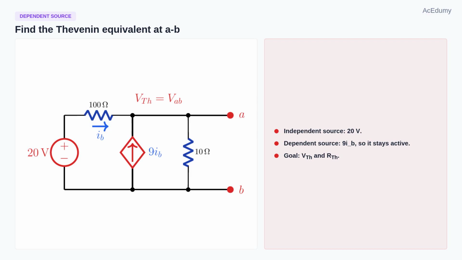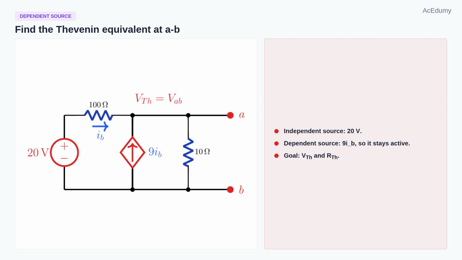This lesson continues Thevenin equivalence, but now the circuit contains both an independent source and a dependent source. That changes the way we find R Thevenin. We cannot simply turn everything off and combine resistors, because the dependent source must stay active.